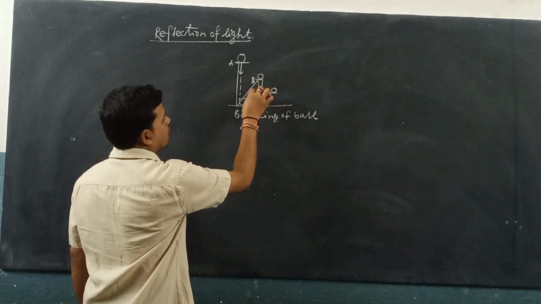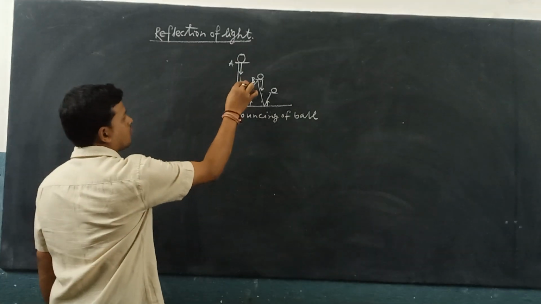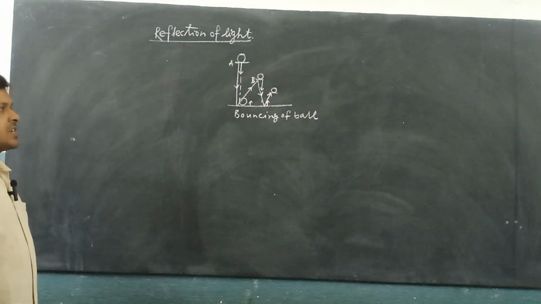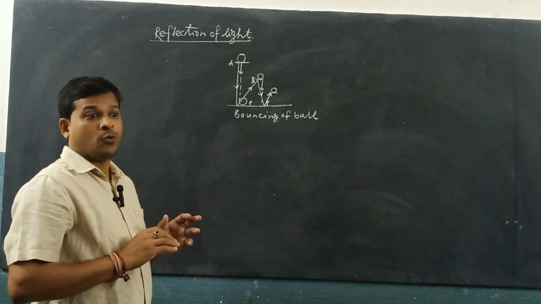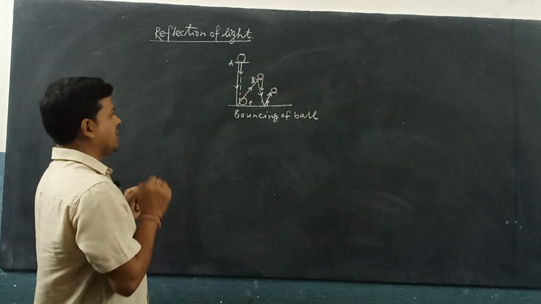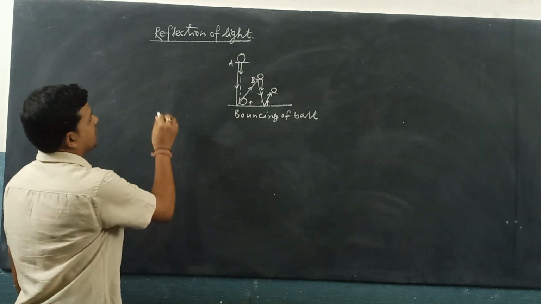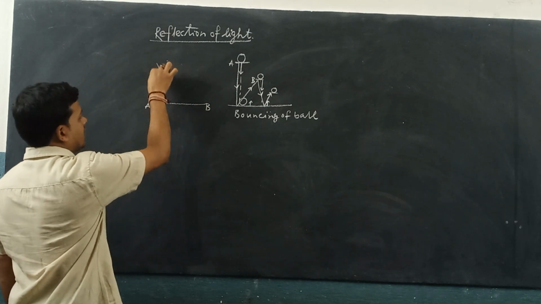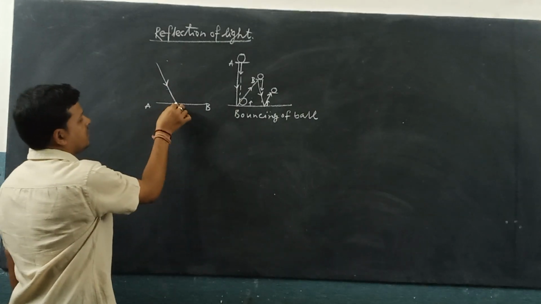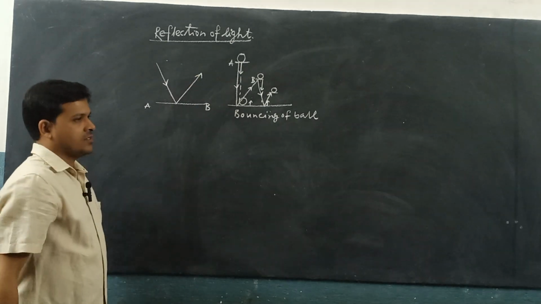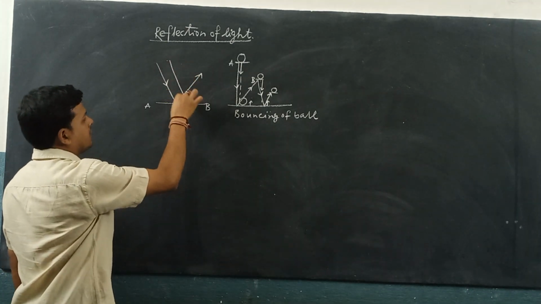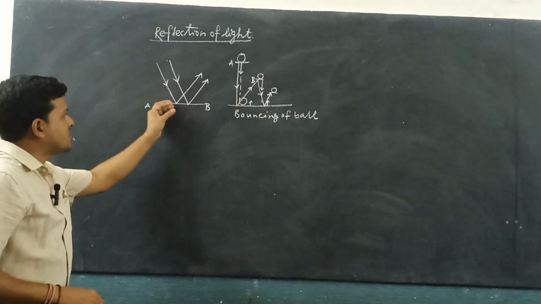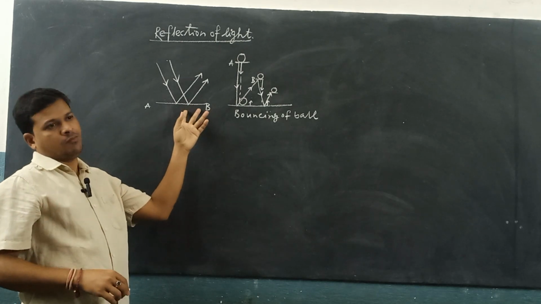In each form of energy, when energy falls on a surface, some of the incident energy goes back to the medium from which it came. Let us consider here AB is the surface. Light is coming from here, and if the light energy moves back to the first medium, then this is called the reflection of light. That means the energy bounces from the surface AB.